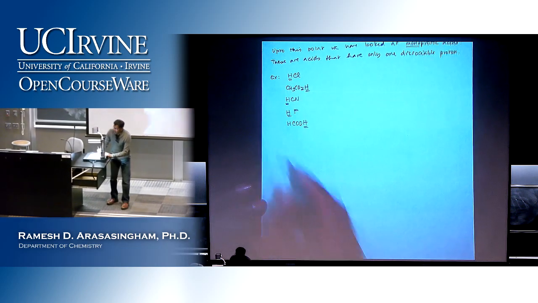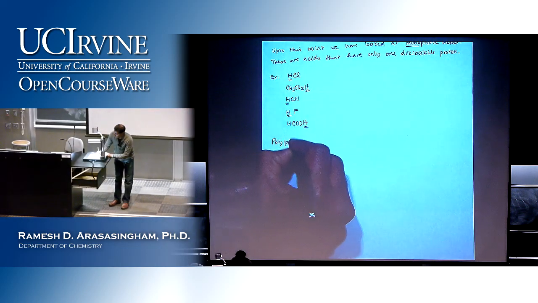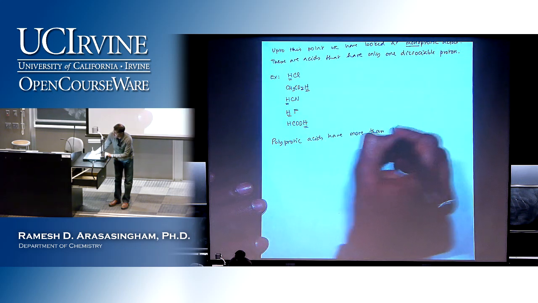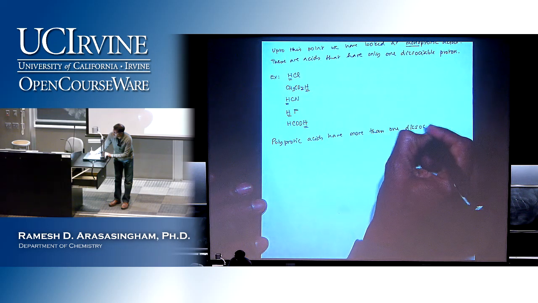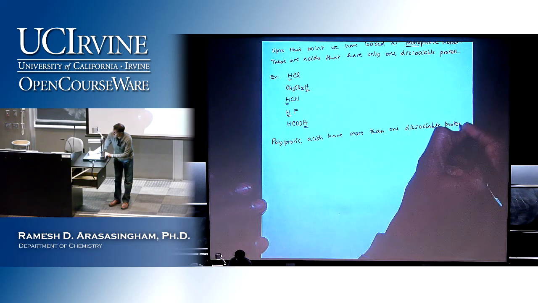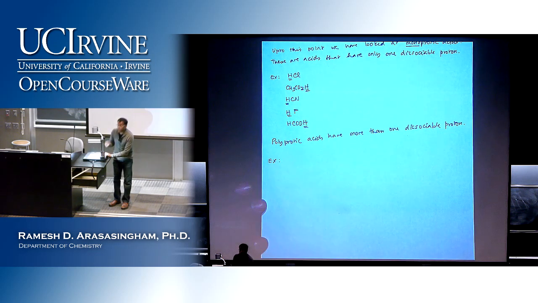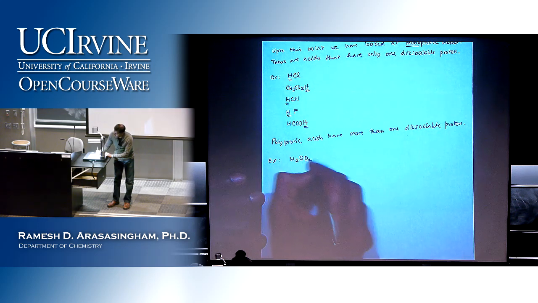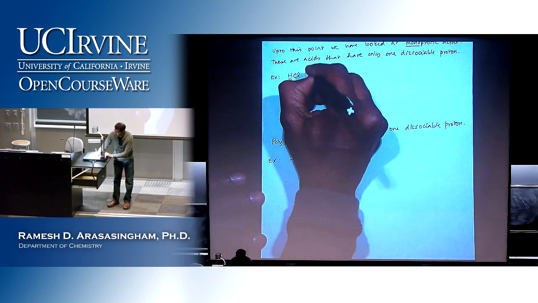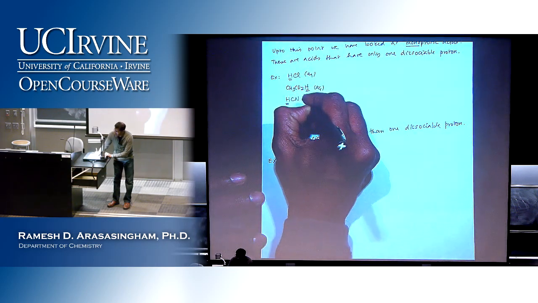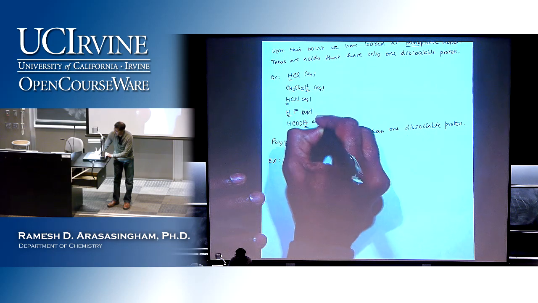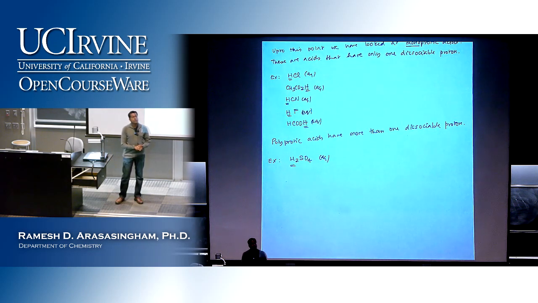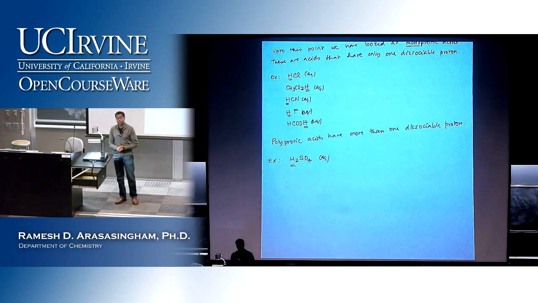All right? Polyprotic acids have more than one dissociable proton. And examples include H2SO4. All right? Now remember, these are all in aqueous solution, so we can say that they're aqueous solutions. And you can see that now this has 2 dissociable protons. Both of these protons can come off.